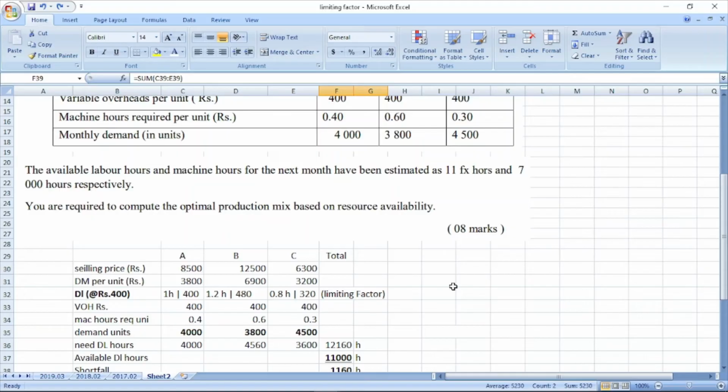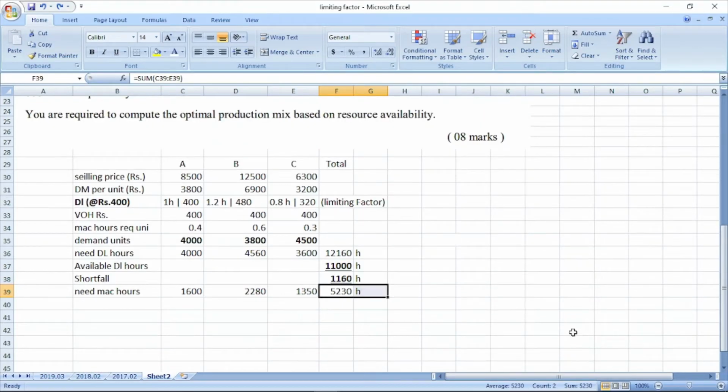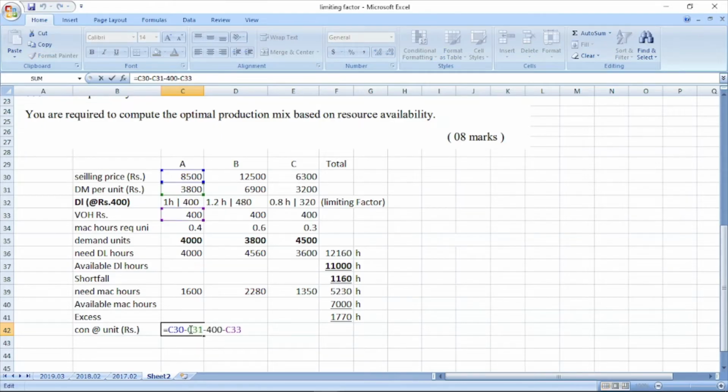How many hours do we have? 7,000 hours. So there is no argument with the machine hours, because there is an excess of 1,770 hours. So now we know the limiting factor. Let's see the contribution per unit. How do we get the contribution per unit?